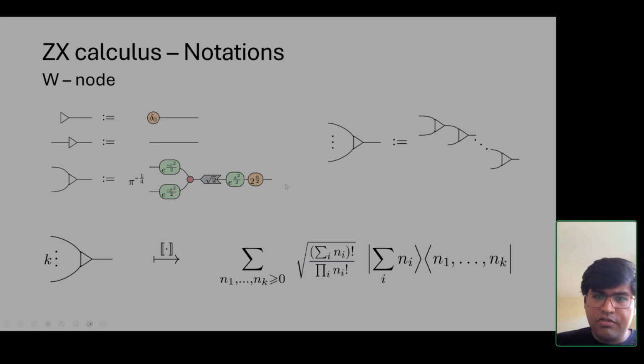The diagrams don't really matter, but what's important is that if I input the Fock basis N1 to Nk, so imagine I'm inputting N1 photons in the first wire and Nk photons in the last wire, it will put all those photons in a single wire in the output. It will sum over all of those photons. And we also have an extra coefficient, which makes the interactions nice.